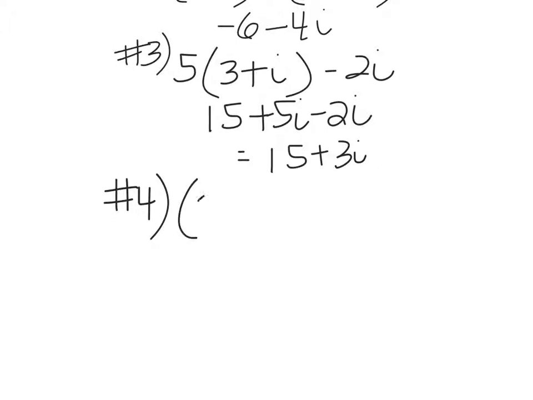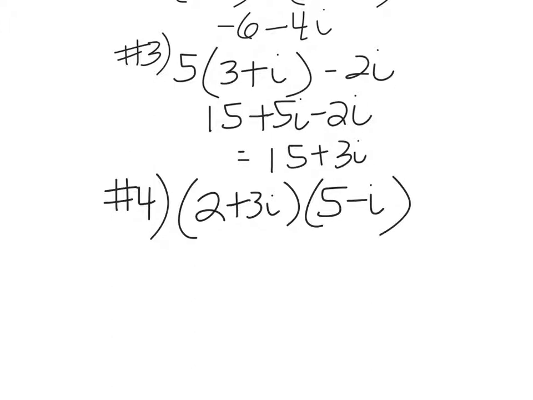So we're going to do 2 plus 3i, and we're going to FOIL that. We're going to multiply that times 5 minus i. All right, and this is like any basic FOIL problem. We're going to do first, outside, inside, last. 2 times 5 is 10. Outside gives us negative 2i. Inside gives us 15i. And my last term gives us negative 3i squared.